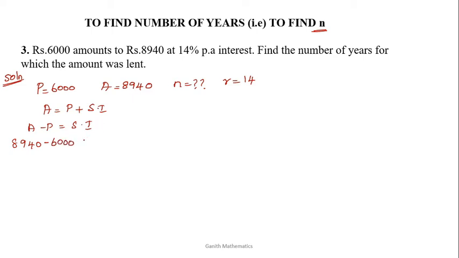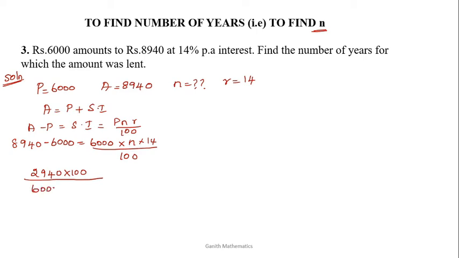Okay, and we know that simple interest formula is PNR by 100. I'm going to substitute these values. So P is 6,000, N we don't know, and R is 14 divided by 100. When you subtract these two terms, it will be 2,940. This 100 is in the denominator. When it goes to the other side, it will be in multiplication. So it is 100 divided by 6,000 into 14, that is equal to n.